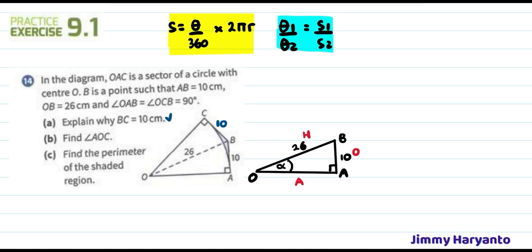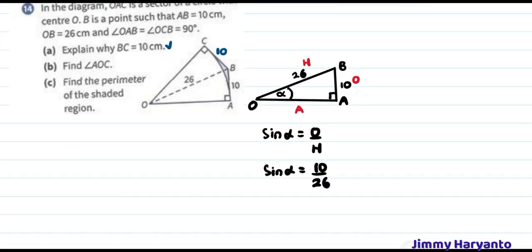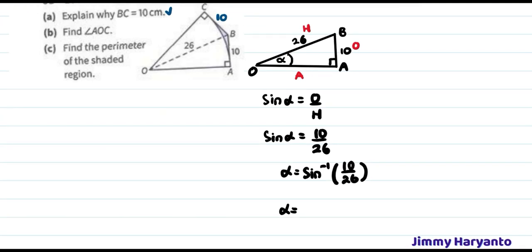I want to use sine to find the angle. That means sine alpha equals opposite over hypotenuse. So sine alpha equals 10 over 26. So alpha equals sine to the power of -1 of 10 over 26. So alpha equals sine inverse 10 over 26.